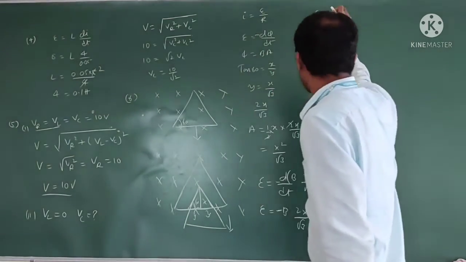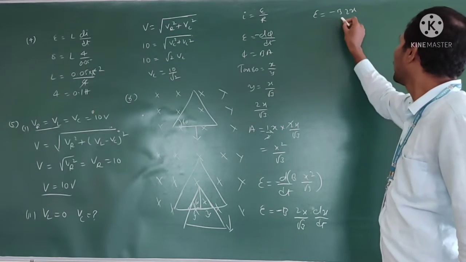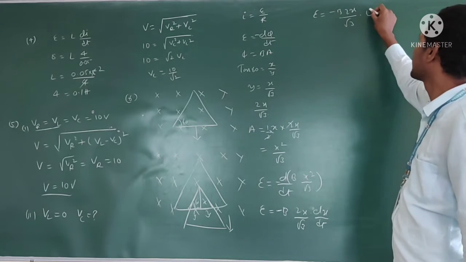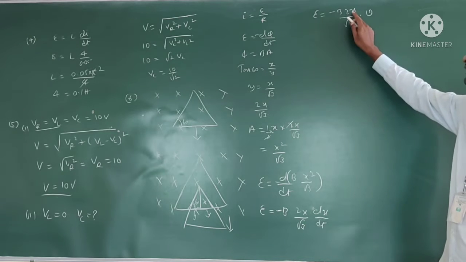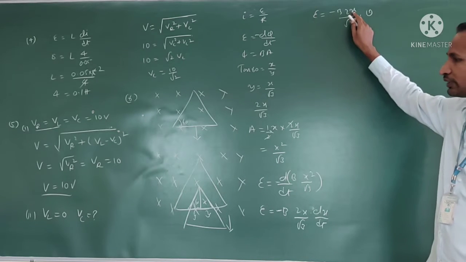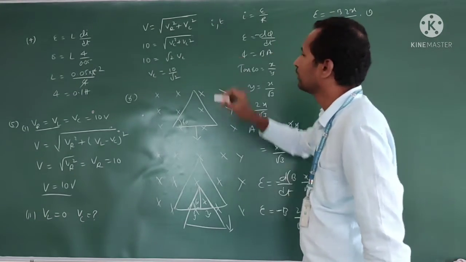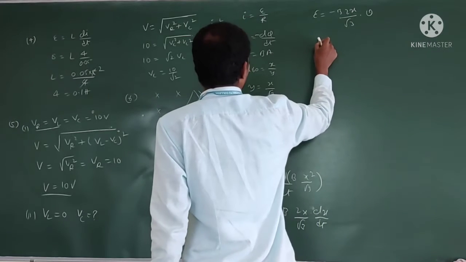So E is equal to what? Minus B 2x by root 3 into dx by dt is B. Clear? So we need to eliminate this x. But because they ask the graph between I and t, how will you integrate this x?